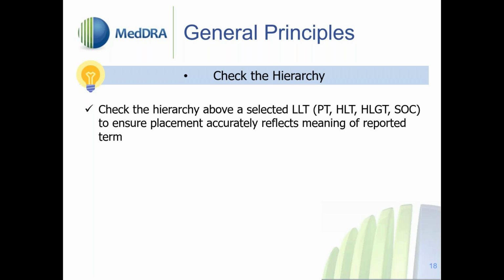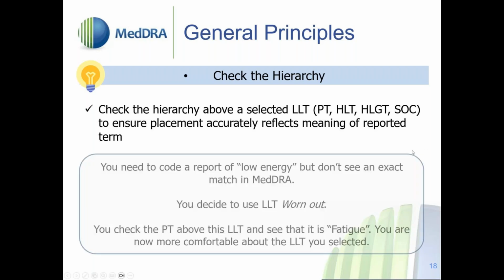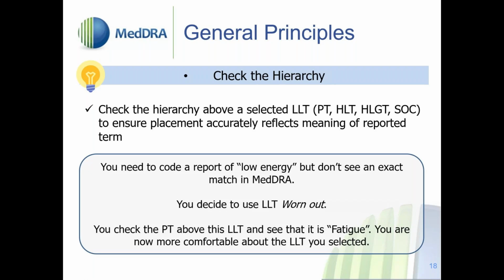When you're coding, it's always a good practice to take a look at the LLT you're considering and see which PT it links to. And of course, then which HLT, HLGT, and system organ class the hierarchy contains. It could be a uniaxial term, meaning that it's only linked to one system organ class. It could be multiaxial, meaning that it has more than one system organ class that it's linked to. So this is an accuracy check. It helps you select the best LLT that reflects the meaning of the reported term.